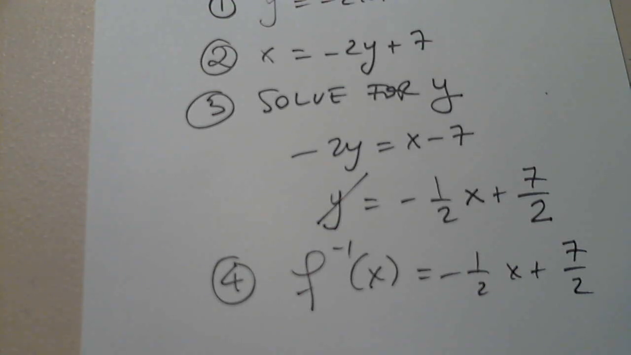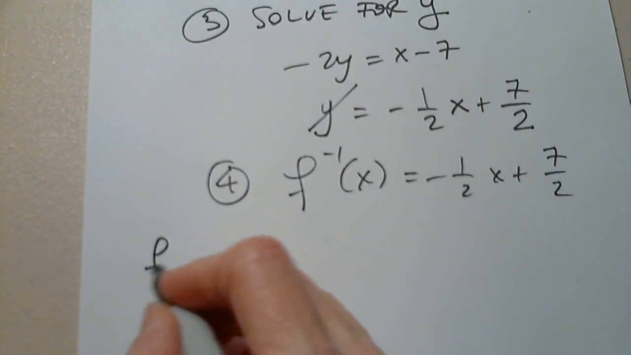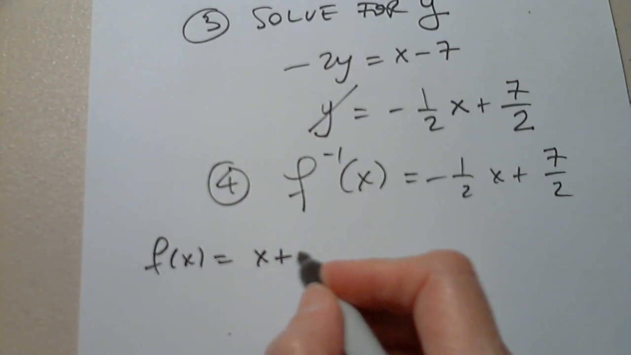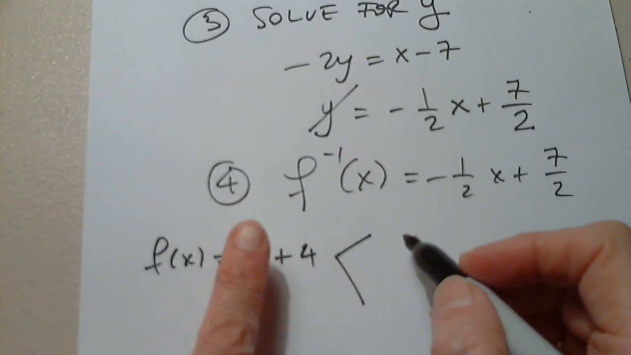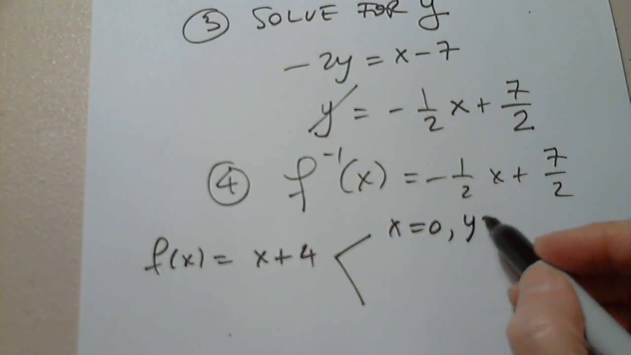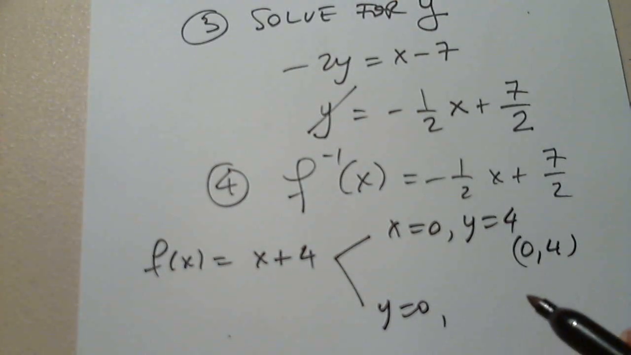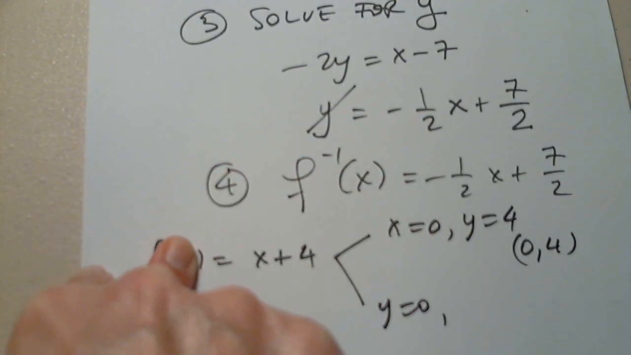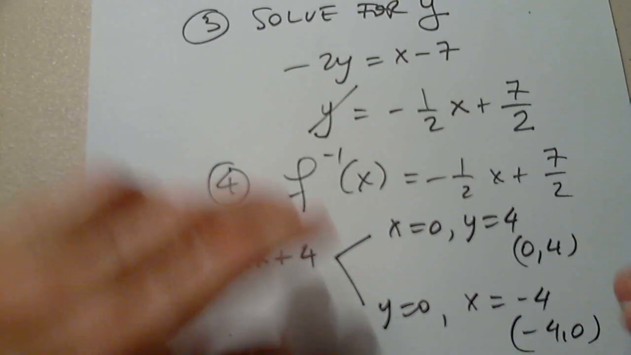Now, if I am asked to graph a function, any function, and its inverse, let's look at a much simpler function. Let's say I have x plus 4. So, 2 points. When x is 0, y is 4. So 0, 4. When y is 0, x is negative 4. So negative 4, 0.